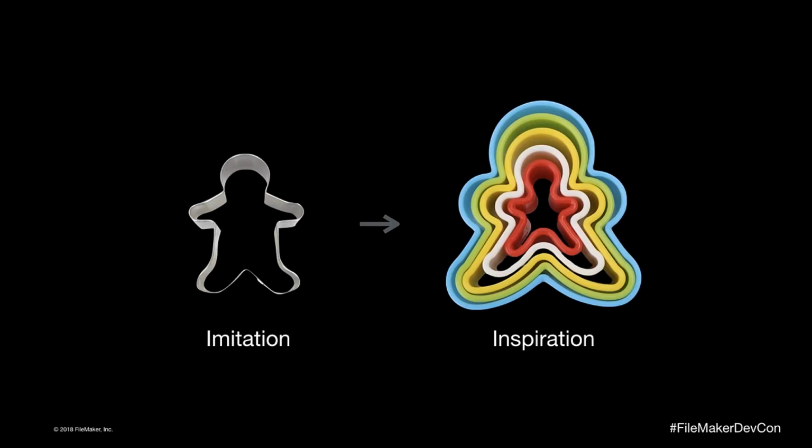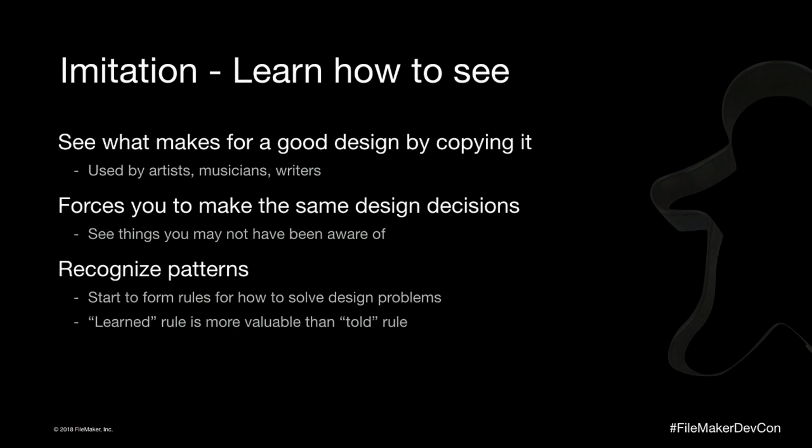You've got to get from imitation to inspiration, from copying what you've seen to building upon what you've seen. So when you're starting out as a designer, you tend to imitate or copy what you've seen, and that's natural. What I'm suggesting is that you embrace that and use imitation as the technique for learning about design and what makes for a good design. So I believe the quickest way, but still not quick, the quickest way to understand what makes for a good design is to copy a good design.